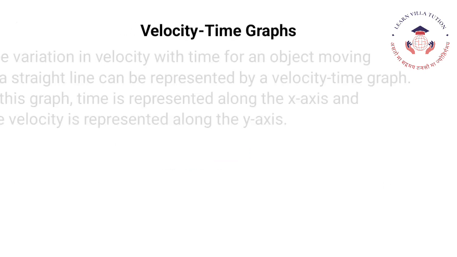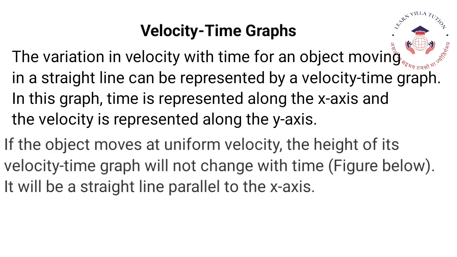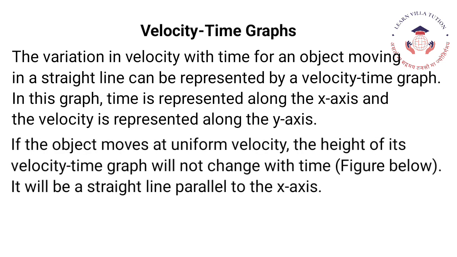Velocity time graph. The variation in velocity with time for an object moving in a straight line can be represented by a velocity time graph. In this graph, time is represented along the x-axis, and the velocity is represented along the y-axis. If the object moves at uniform velocity, the height of its velocity time graph will not change with time, given figure below. It will be a straight line parallel to the x-axis.